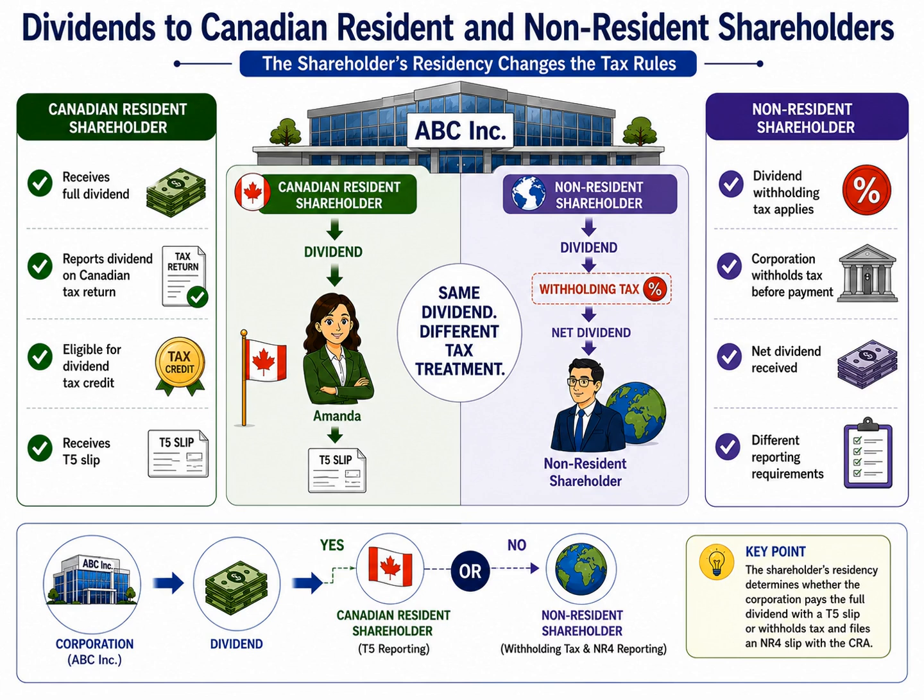As a tax professional, one of the first things you should verify before processing any dividend payment is whether the shareholder is a Canadian resident or a non-resident. That single piece of information determines the corporation's reporting obligations, withholding requirements, and overall compliance with Canadian tax law.